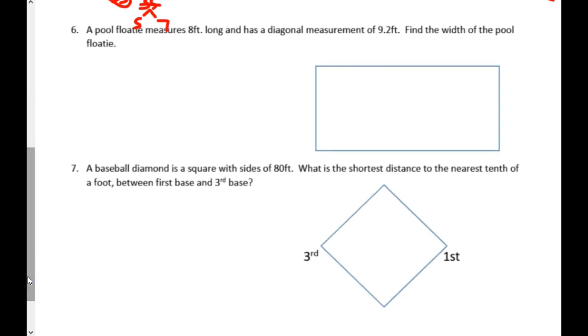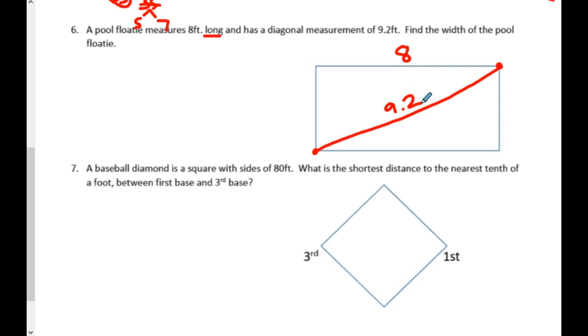So be careful. Let's read this. A pool floaty measures 8 feet long. Okay, so label the length 8. And it has a diagonal measurement. I hope you know what a diagonal is. A diagonal looks like this, from this corner to this corner. So draw yourself a line across. It doesn't have to be nice or perfect. And we're going to label that 9.2.